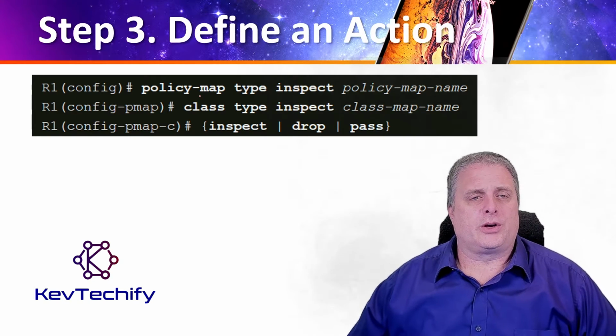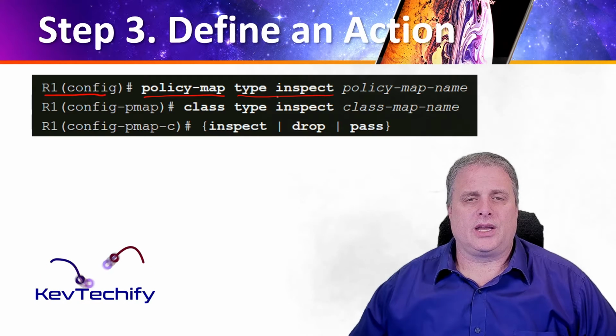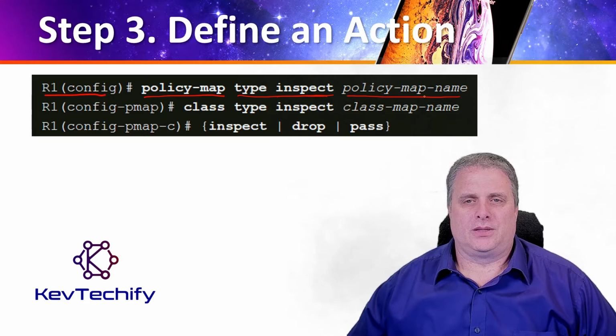Here we're going to go ahead and create our policy map. So once again, global configuration mode. We start off by policy map, and we are doing an inspect again because we are looking at a zone-based policy firewall. We give it a name. So you name your policy map here.